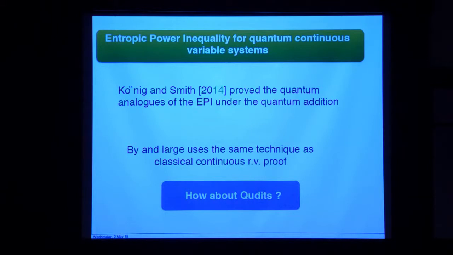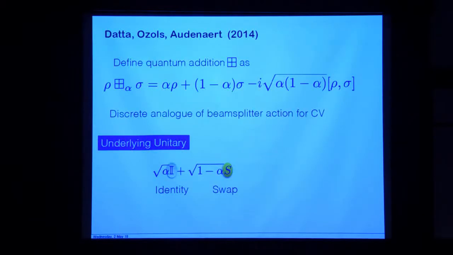Recently, in 2014, Koenig and Smith tried to prove a quantum analog of this entropy power inequality for continuous variable systems, but the proof depends by and large on the same techniques as were originally used for classical random variables. But what about finite dimensional systems like qubits? That was the thing that looked very interesting to us.